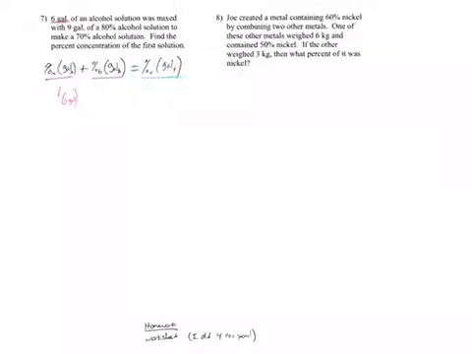Next, with 80%, that's here. So I'm going to say 0.8. And that's the 9 gallons right there. And then it says to make a 70%, this is 0.7. And then multiply it by the total. Well, notice I have 6 and 9, so it's going to be 15 gallons.